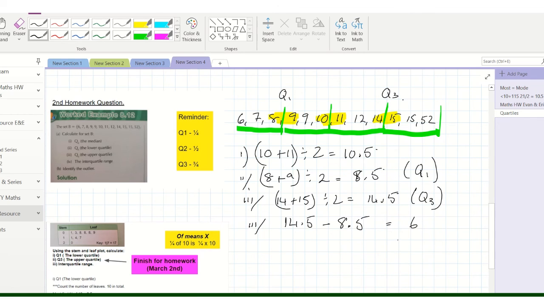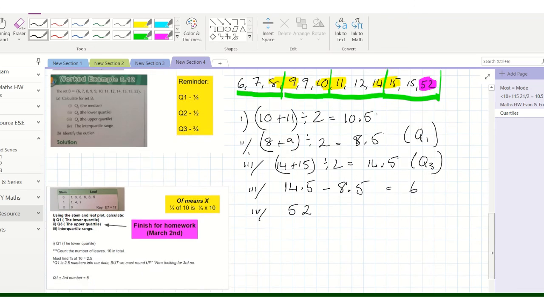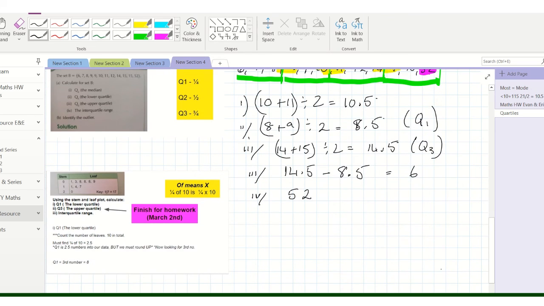Okay. Identify the outlier. In any data set, sometimes we get numbers that are way out of the range of all the other ones, and they can really throw off the data. In this instance, we can see that 52 is way higher than the rest of the numbers. So 52 is the outlier. All right, then we have another question there.